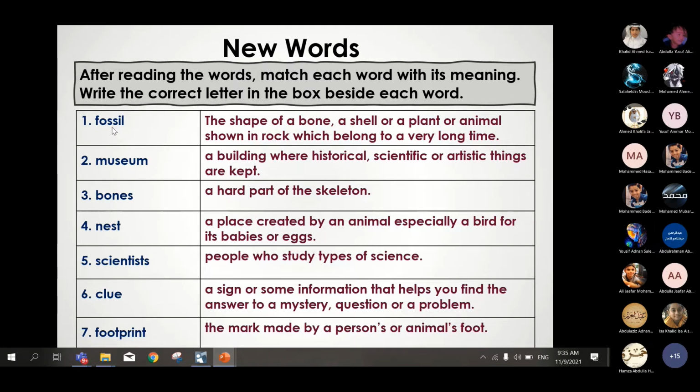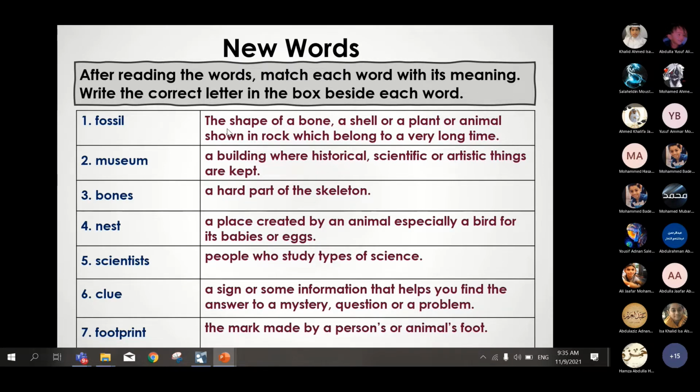1, fossil. 2, museum. 3, bones. 4, nest. 5, scientists. 6, clue. 7, footprint. Number 1, Ghaith. Can you read it, please? Fossil. Yeah, what is the meaning of fossil?